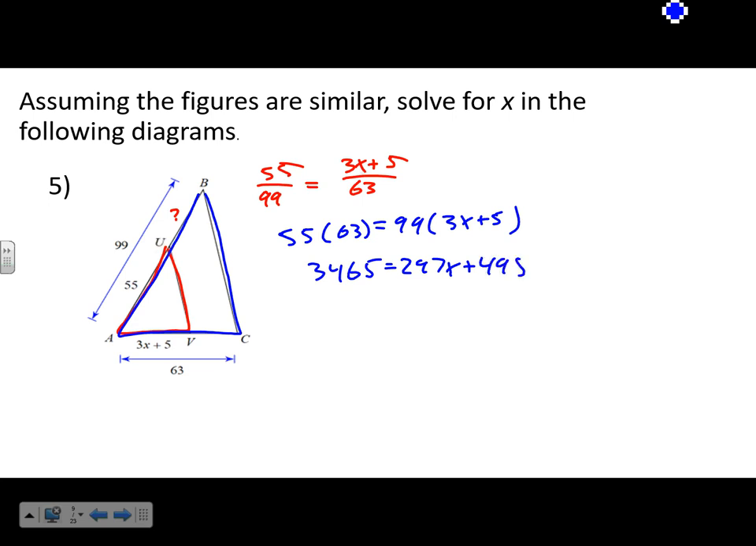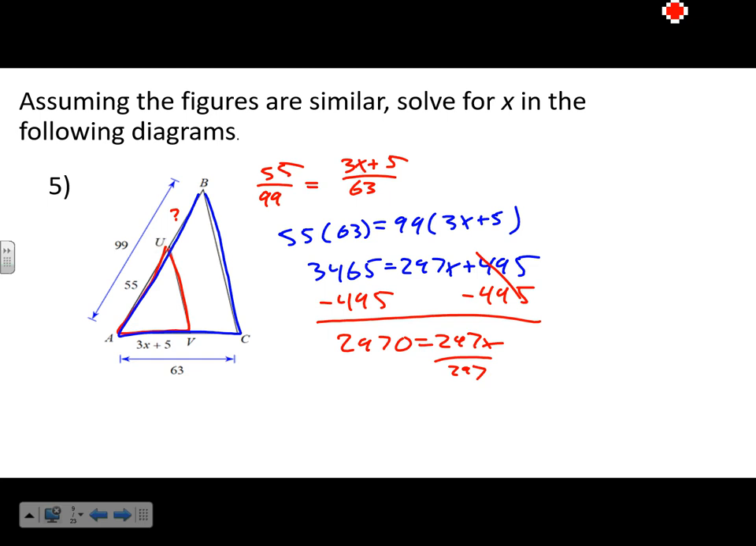Now, we've gotten a couple big numbers with this stuff, but don't be intimidated by it because you just use your calculator. I know they're big, but if I made you do these by hand, that would be really intimidating, but just typing in your calculator, 3465 minus 495 divided by 297. We end up with x is equal to 10.